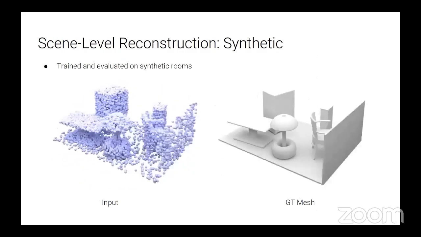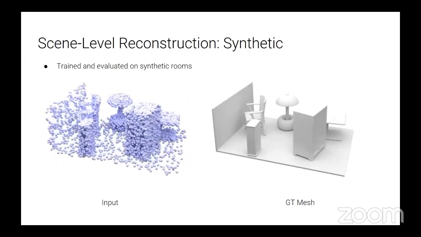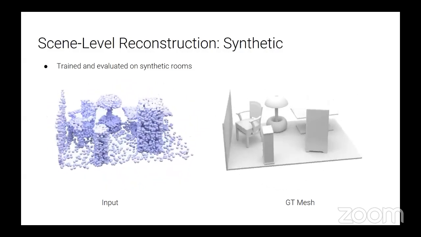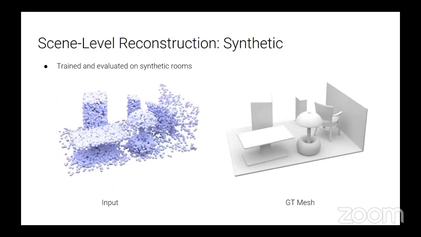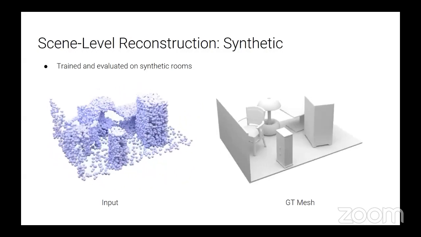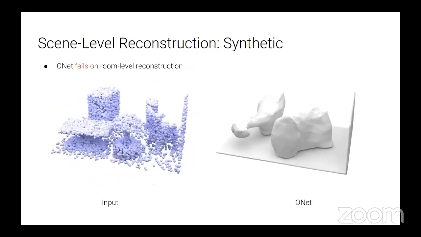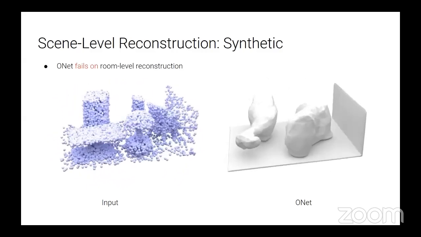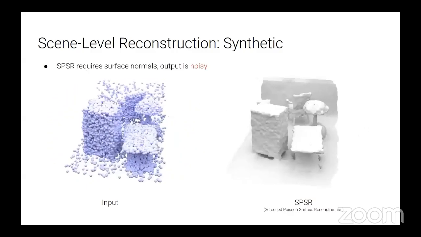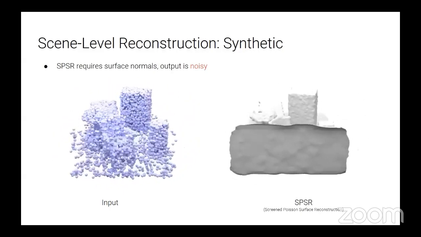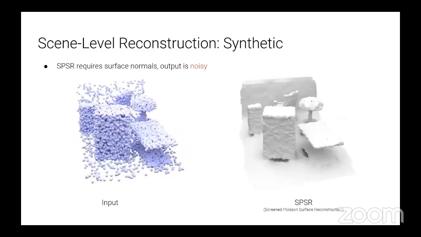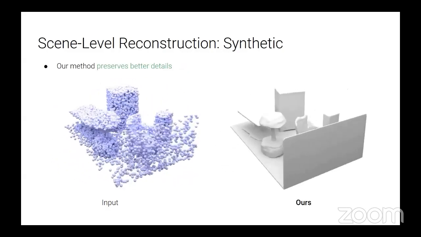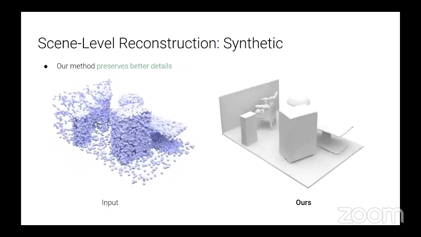Now let's look at the results on scene level reconstruction. We first generate a synthetic room dataset using ShapeNet objects. We train and evaluate on this dataset, and the input is a noisy point cloud. We can see that the occupancy network produces smooth results, but fails on recovering details. The other baseline method, screened Poisson surface reconstruction, leads to very noisy reconstructions. And our method produces detailed and smooth 3D reconstructions.